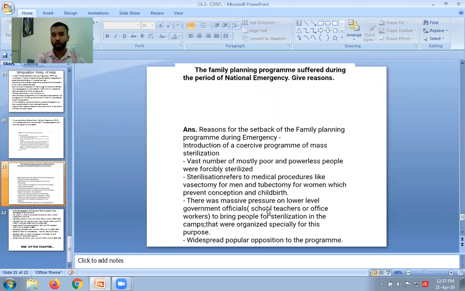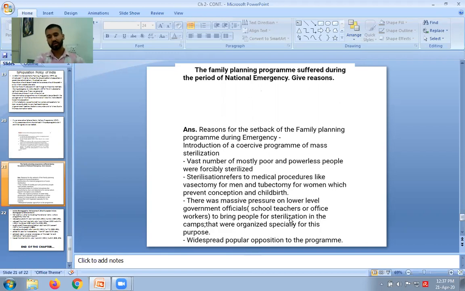There was massive pressure on lower level government officials. The government was putting a lot of pressure on school teachers and office workers to bring more and more people to the camps, and on everyone to go for mass sterilization. They gave that duty to teachers and certain office workers to bring more and more people to the camps so that people go for mass sterilization and eventually they can control the birth-giving process.